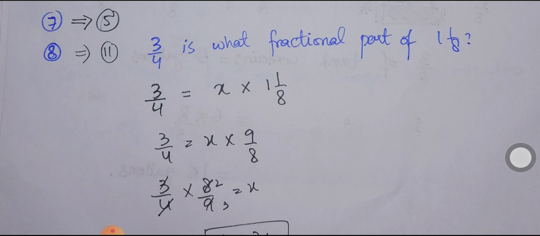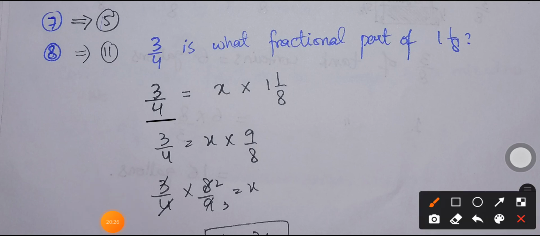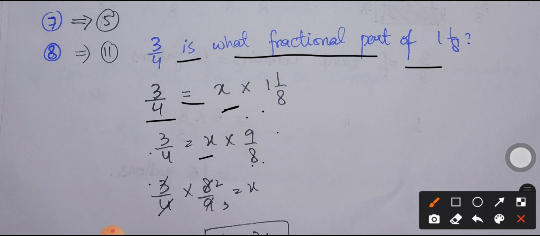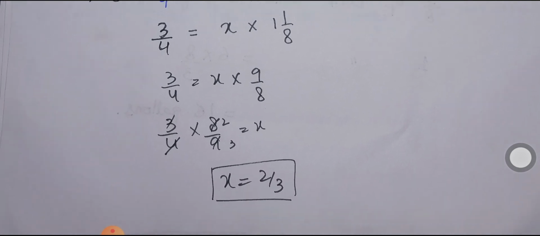So how can we convert this statement into a mathematical equation? 3 by 4 as it is. For is, we will use the operation equal to, what fractional part means the variable x, of means multiply 1 whole 1 by 8, so x into 1 whole 1 by 8. At first we will find the mixed number, which is going to be 9 by 8 in this case, and for the value of x we will simply multiply by 8 and divide by 9, and x will be equal to 2 by 3 in this case.